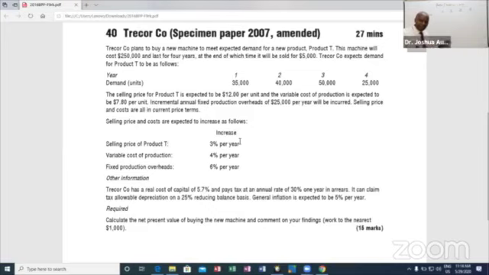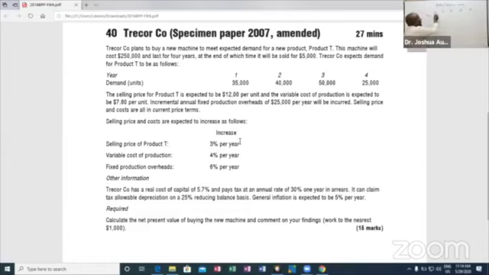Current price terms. Current means time 0. In finance, current means time 0. So it will be important for me to introduce time 0 there. Therefore, the current selling price is 12.